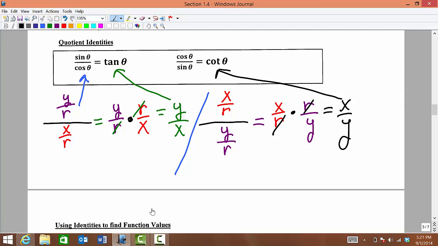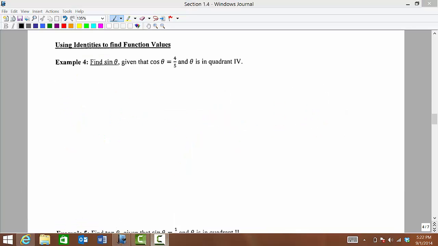So we should be able to go back and forth between these different ways of writing cotangent. Cotangent theta is equal to cosine over sine, or if I give you cosine divided by sine, you should be able to recognize that that would give me cotangent. Now that we know several identities, let's use those identities to find function values that we do not know.